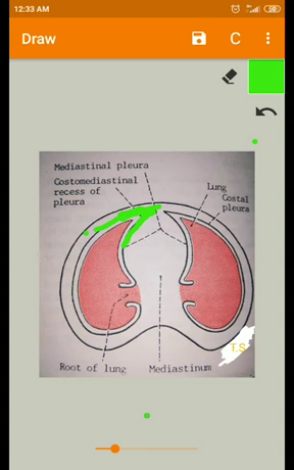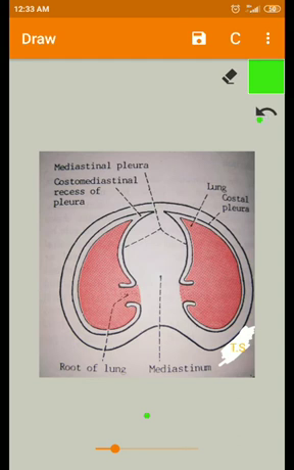Whereas the costodiaphragmatic recess, in forced inspiration or during forced respiration, that space gives some space to the expansion of the lungs. So this is about the recesses of the pleura.